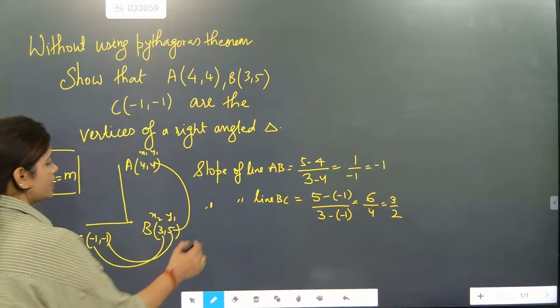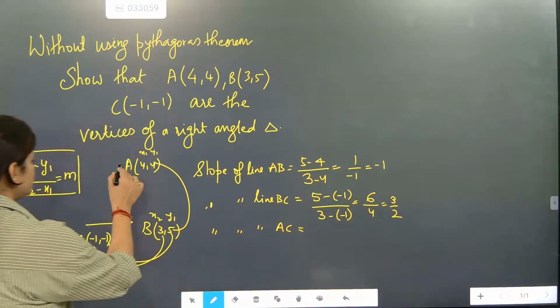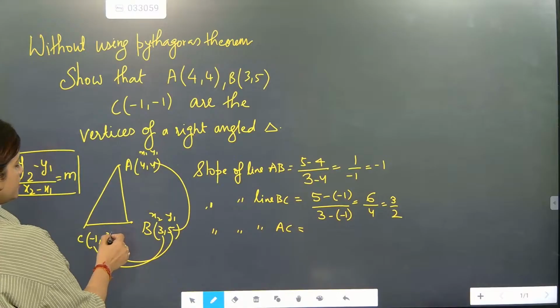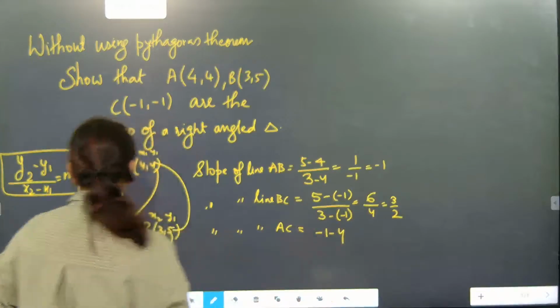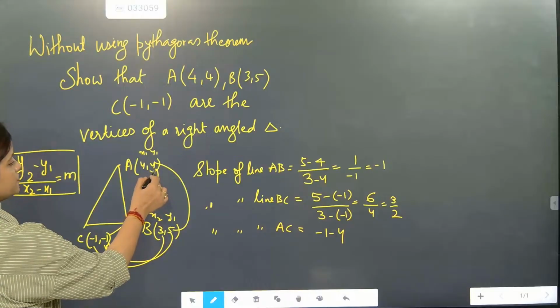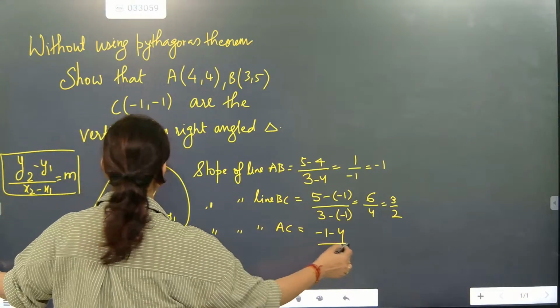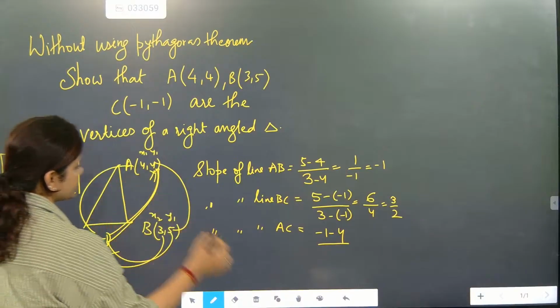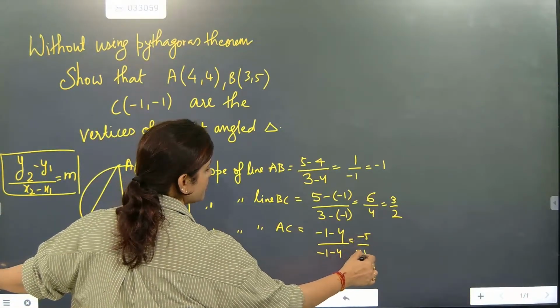Now slope of line AC. Now we will join this one. We don't know AC. Then (minus 1 minus 4), because this one will become y2 and this part will become y1. So y2 minus y1 by x2 minus x1, (minus of minus 4). So it is coming as minus 5 by minus 5.